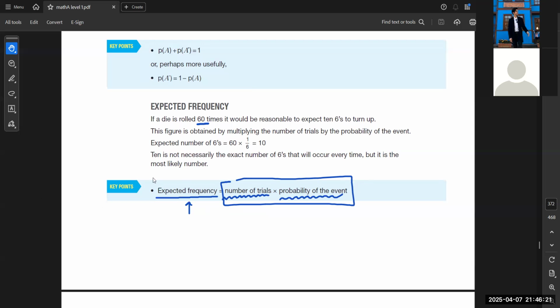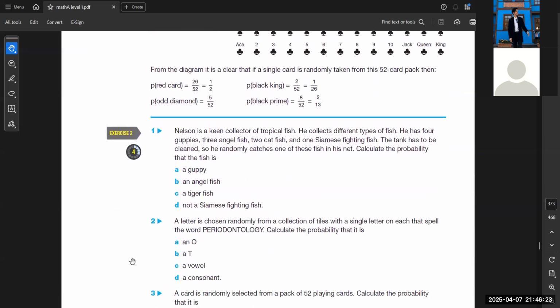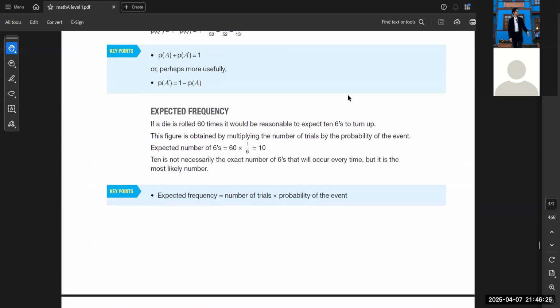Perfect. So for instance, they haven't really shown an example here, but as I said, the expected number of sixes if you roll the die 60 times is 60, the number of times you're trying, multiplied by the probability of getting a 6, which is 1 over 6. That gives you 10. So we expect that we'll get about 10 sixes. Okay? It's basically the average of what we expect to get.